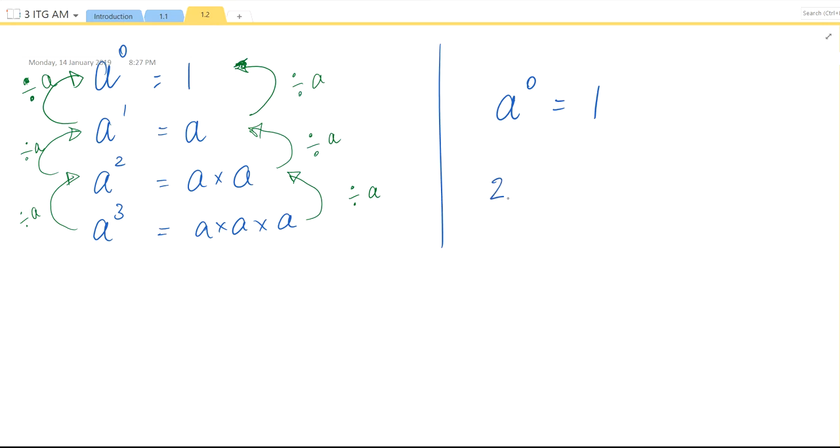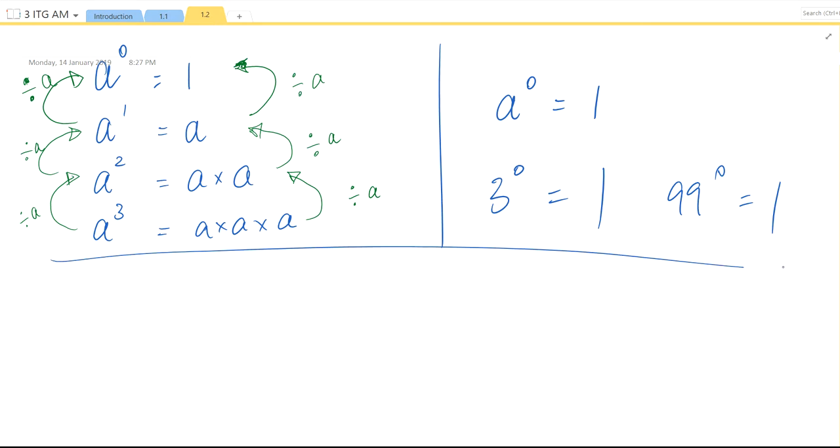You can use your calculator to verify this also. Simply key in, for example, 3 to the power of 0. Your calculator will tell you it equals 1. What about 99 to the power of 0? Your calculator will still tell you it is equal to 1.